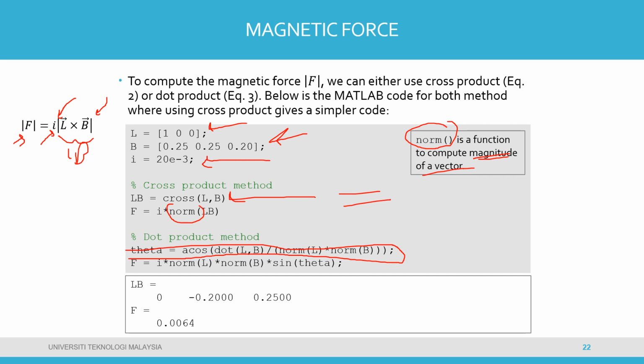For the angle theta, of course, you use the dot method. This one is the cross method. So how about the dot method? You use cos of A equals dot of L and B divided by norm L multiplied by norm B. Remember the formula from the previous example 9.2, if not mistaken. So you get the force and the angle, using the dot method.